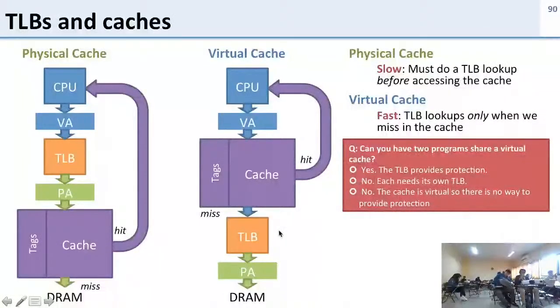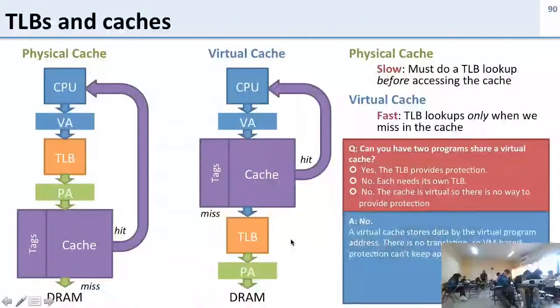Now here's a question. Can I have 2 programs share a virtual cache? Well, not really. And this is the problem with virtual caches. The virtual cache here is storing data by the virtual address. There's no translation. So I can't run 2 programs on my CPU and keep their data separate. If I have 2 programs running here, they're both outputting virtual addresses, and there's nothing to prevent those 2 virtual addresses from colliding in the cache.